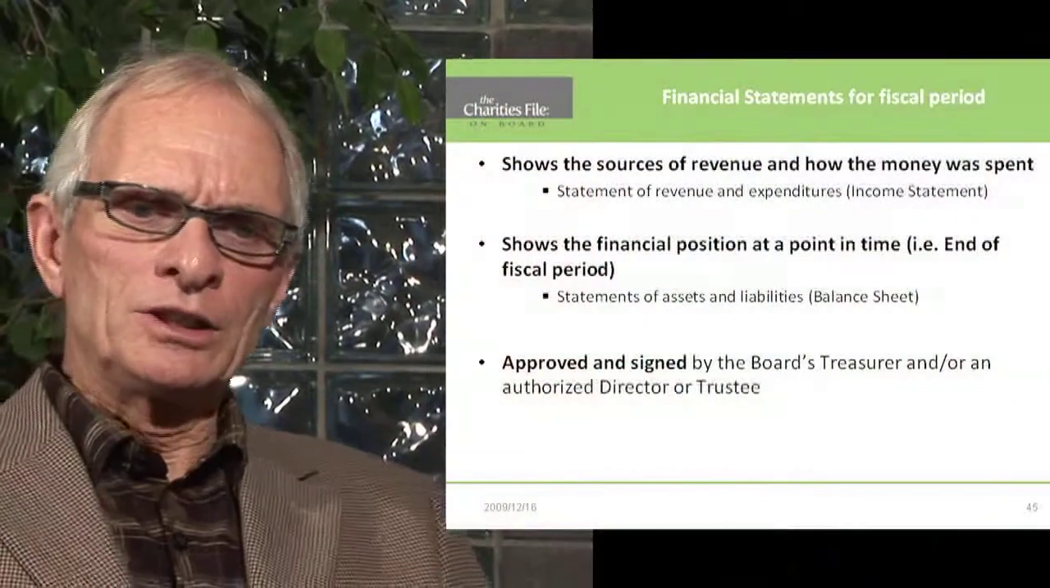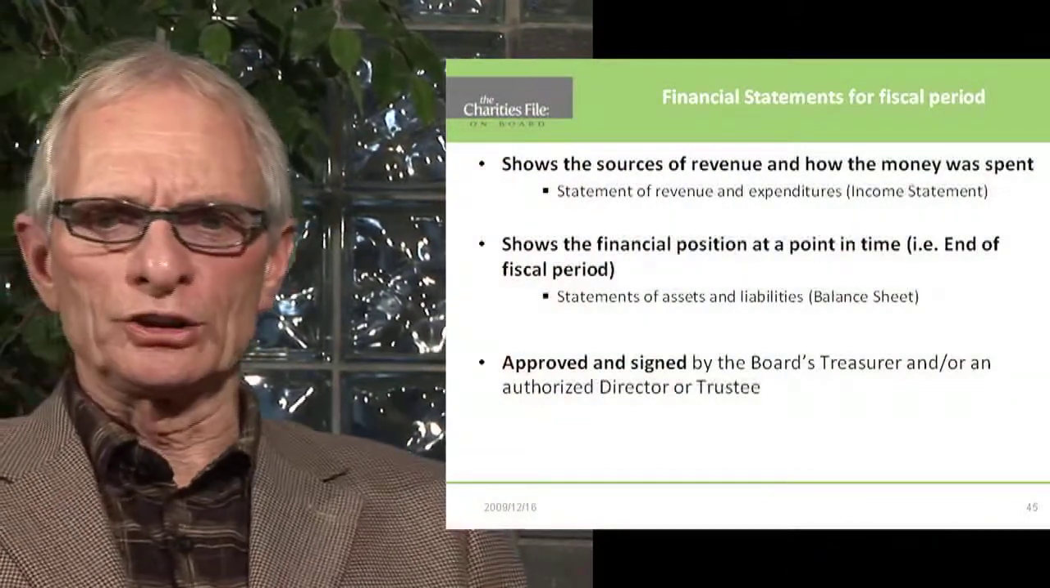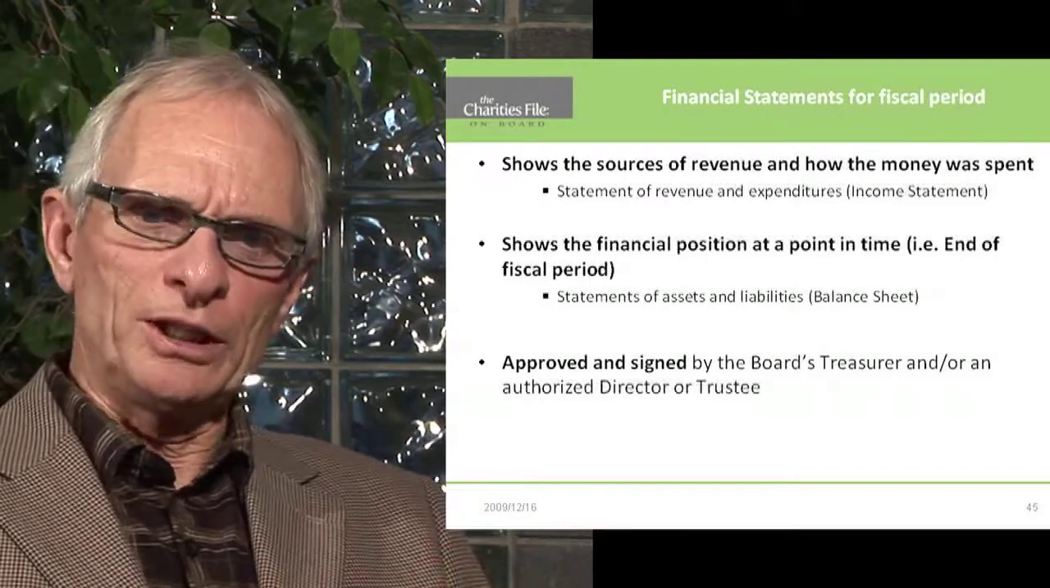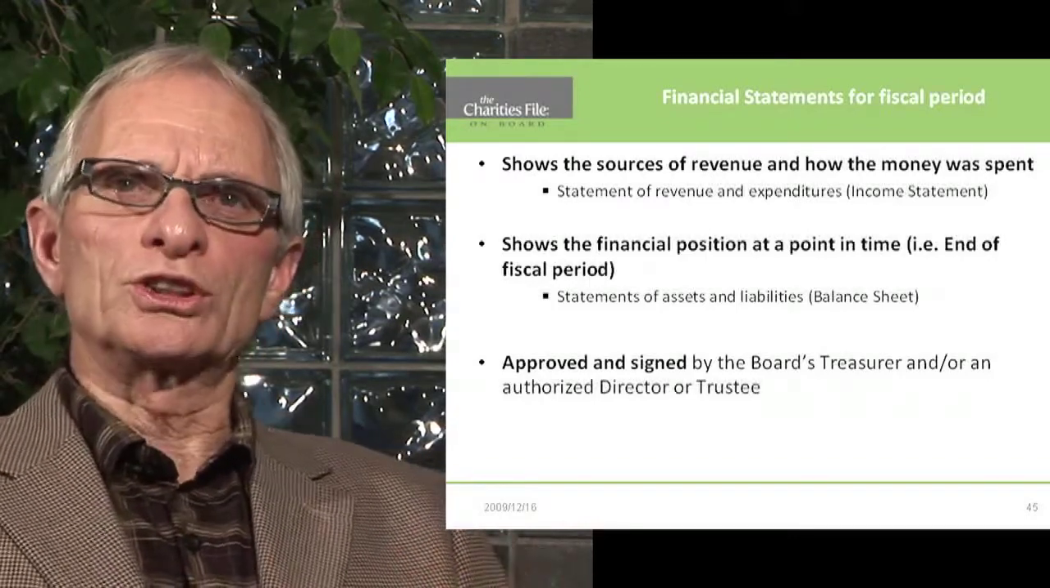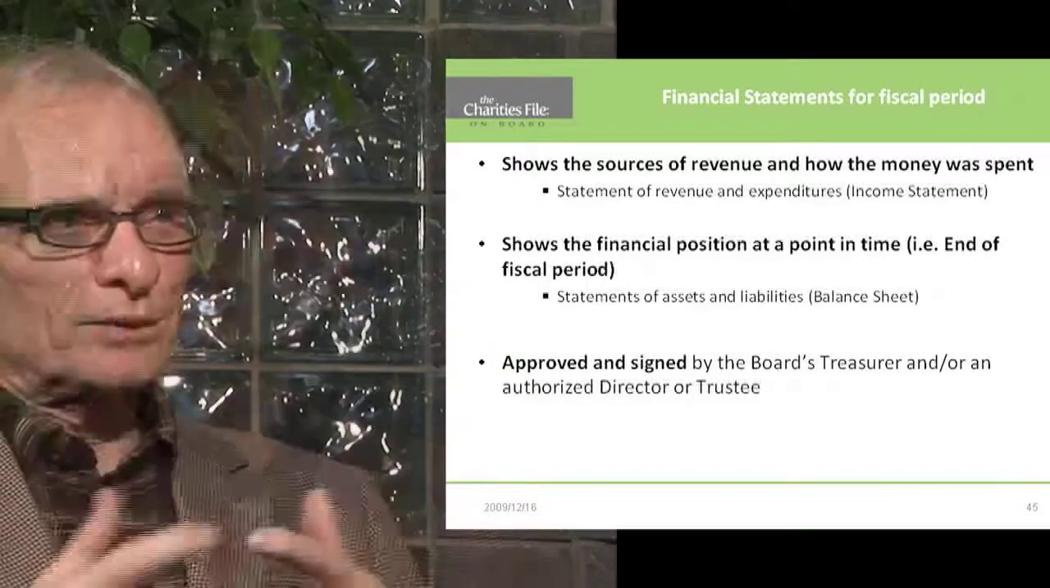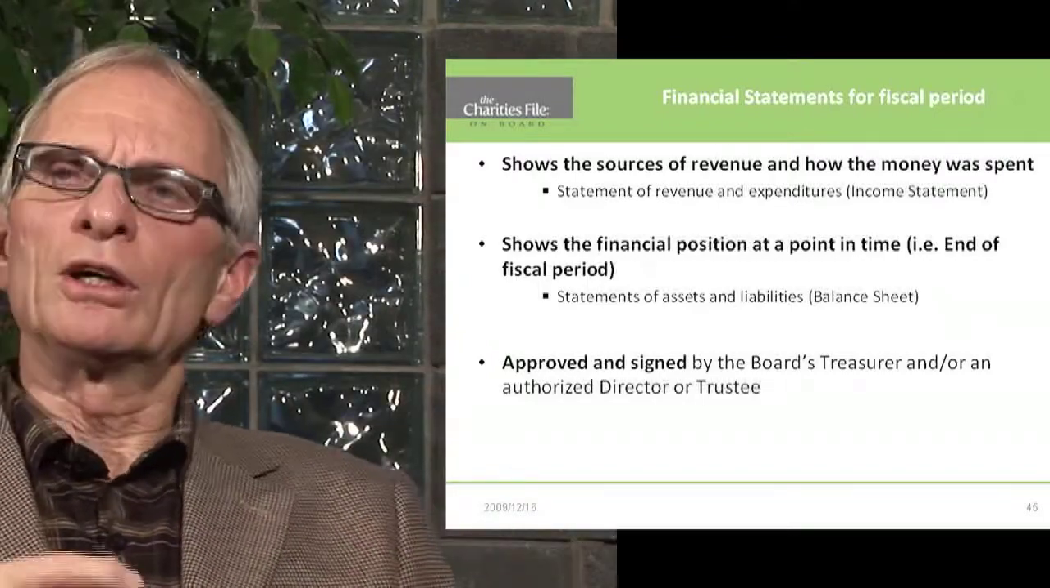And basically there's two types of financial statements. One is called an income statement, which really is a statement of the revenue and expenditures that occur within the charity. Basically how the revenue came in, or what were the sources of revenue, and then how the money was spent or expended. The other submission that needs to occur is something called a balance sheet.